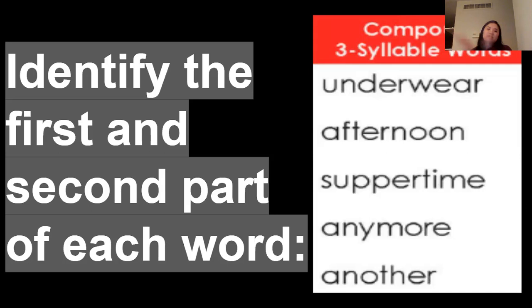Ready? Underwear. Now, the first part is, good job, under. And the second part is wear. Excellent. Okay, the next word, afternoon. Good job clapping it out and saying it. Now, for this word, what is the first part and what is the second part? What 2 words do you recognize in that word? Yep, the first part is after, and the second part is noon. Excellent. Supper time. You say it. Excellent. Now, the first part of supper time is supper, and the second part is time. Good.